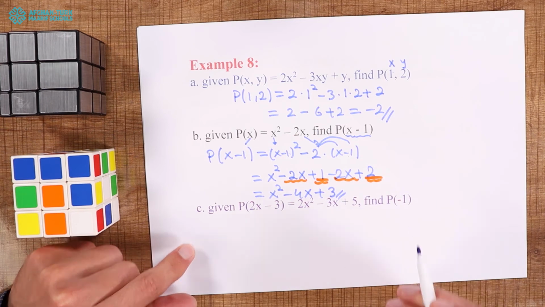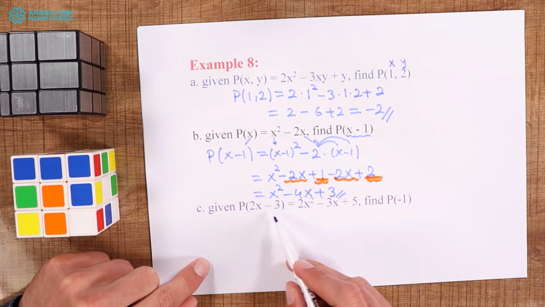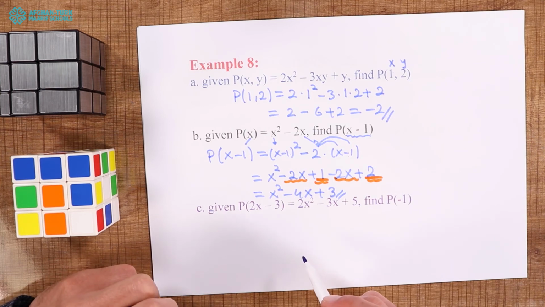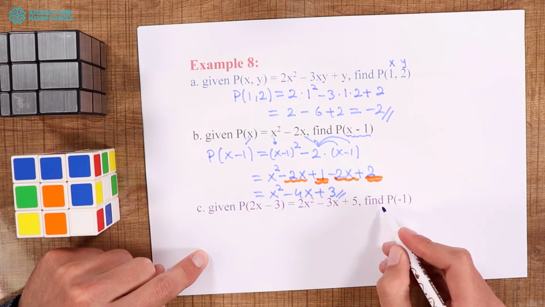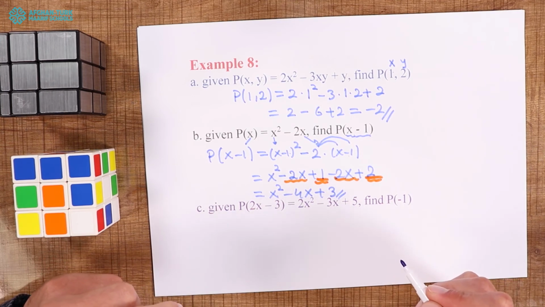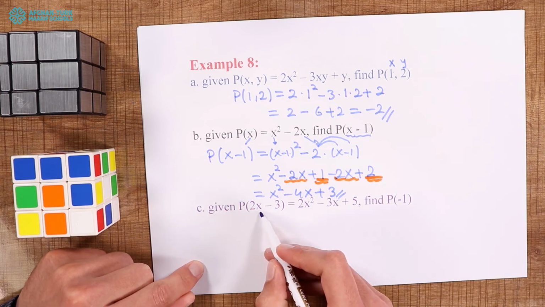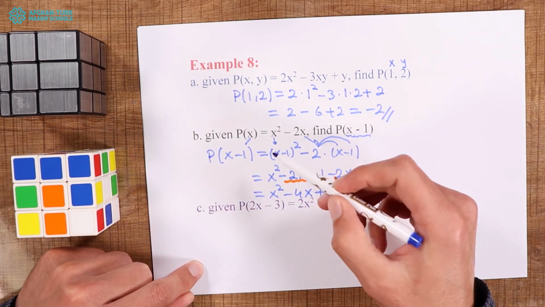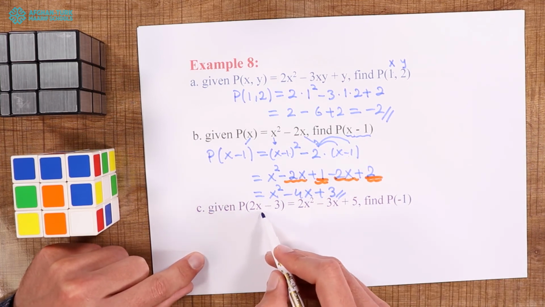And the third type of placing value, we have this question. It is a little different. P of 2x minus 3 is in this form. We must find p of minus 1. So what do you think? How do you find it? It is not p of x, it is p of 2x minus 3. In the previous examples we had p of x, but here we have p of 2x minus 3.